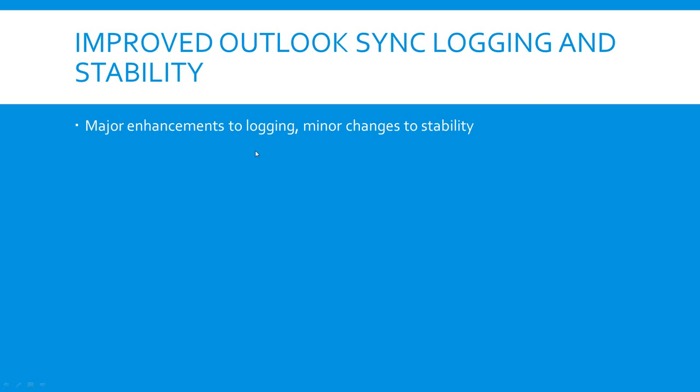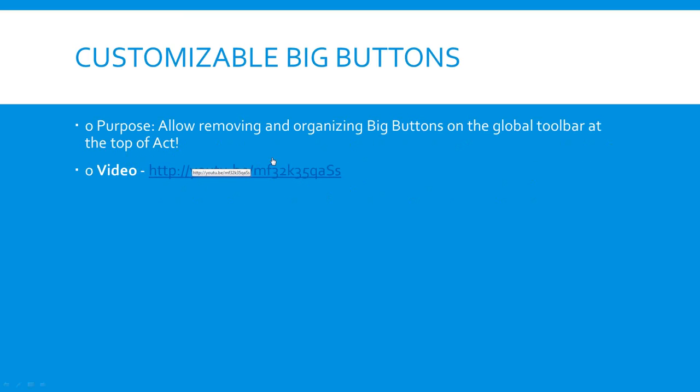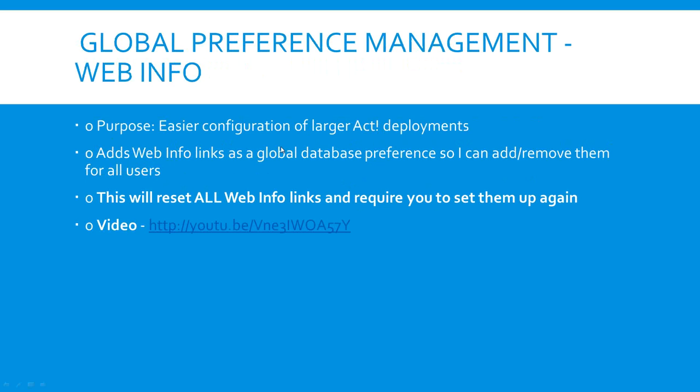We talked about Outlook sync changes. Big easy button changes, you can move those or take those out. Now you can't customize them, you can just add them or remove them there. Preference management, we've talked about that. Again, if you update, you will have to redo Web Info links and some other preferences, but it's just a one-time thing as those preferences are moved inside of the database.